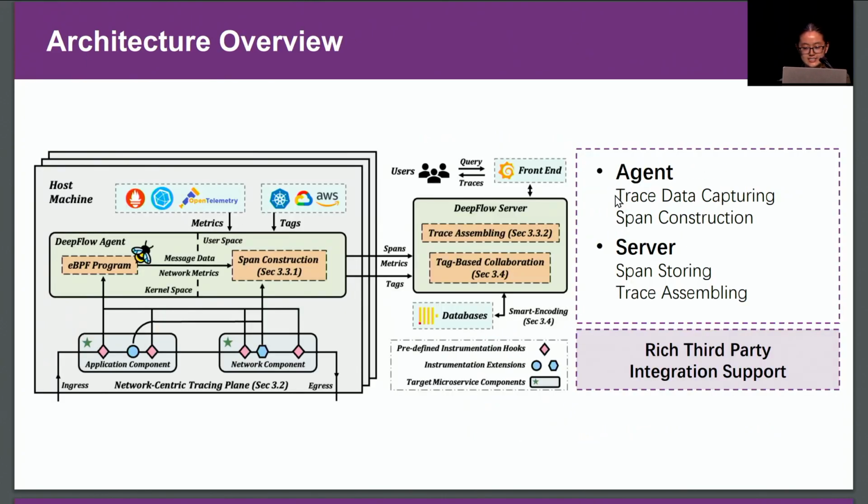And at the highest level, DeepFlow includes 2 parts, agent and server. An agent is deployed in each host machine to first capture trace data from the kernel space, and second, construct spans in the user space. The centralized server, on the other hand, stores all the spans collected from every single agent, and then combines them into traces. Besides, DeepFlow also provides rich third-party integration, including other spans under OpenTelemetry formats.